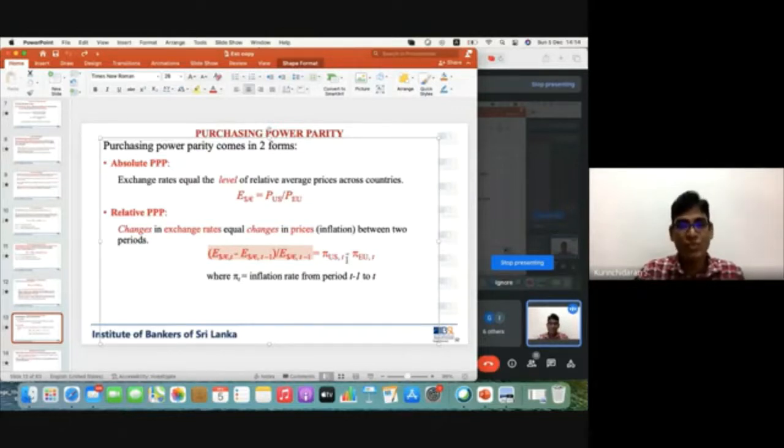What it says basically is, what would be the change in the exchange rate? The change in the exchange rate should be equal to the change in the inflation rate. So when the inflation rate changes between two countries, their exchange rate would also be changing. That is the relative purchasing power parity. When it comes to relative, we are talking about the changes, but when we are talking about absolute, we are just talking about the current level. Okay.